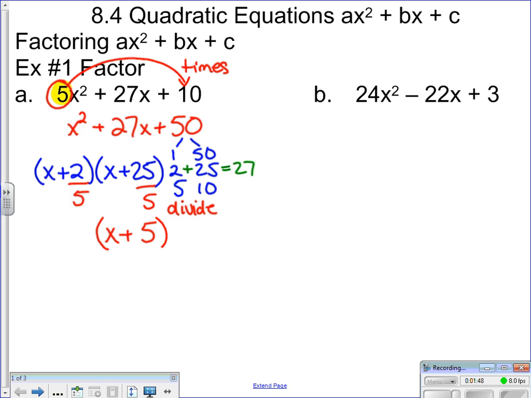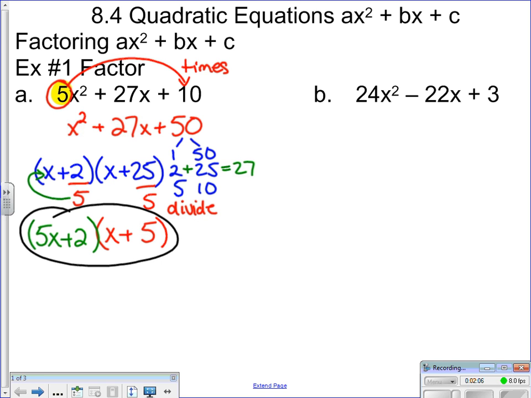So what we're going to do is slide that denominator up in front of the x. And I'm going to make that factor 5x plus 2. So our answer is 5x plus 2, x plus 5. So if you multiply in the beginning, you have to divide at the end.